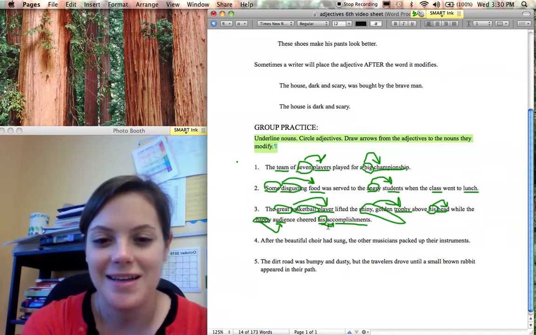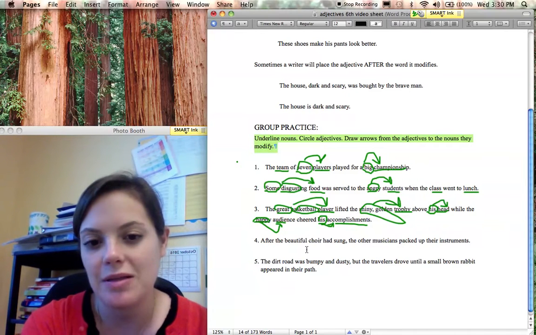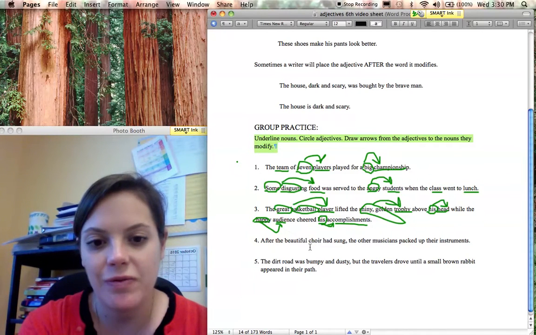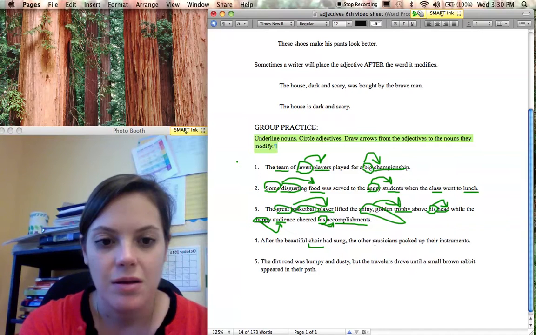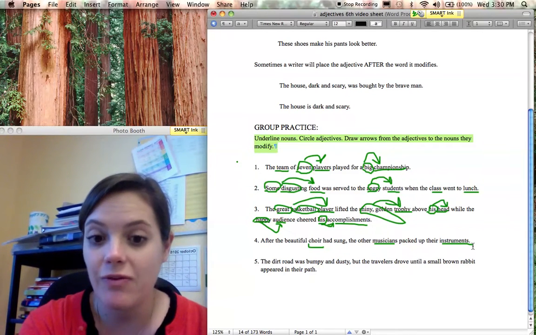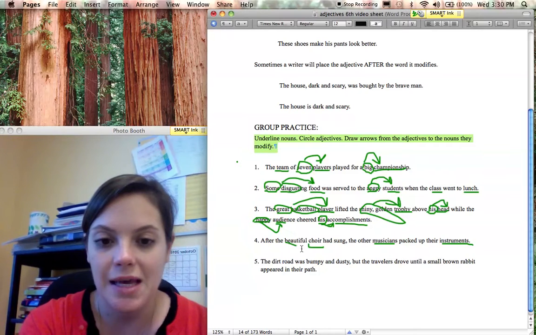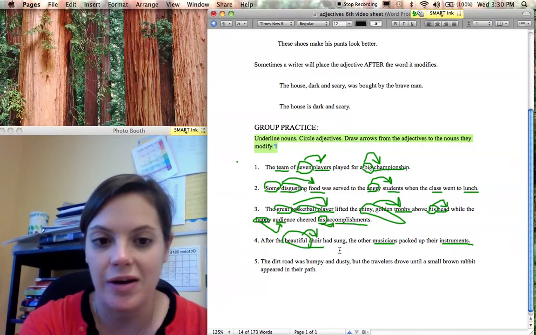We're almost done. After the beautiful choir had sung, the other musicians packed up their instruments. So looking for my nouns first, I got choir, musicians, and instruments. Now I want to see if we have any adjectives describing those nouns. Okay, so looking at choir, I see beautiful, telling me what kind of choir it is. All right, then looking before musicians, I see other, telling me which musicians they are.